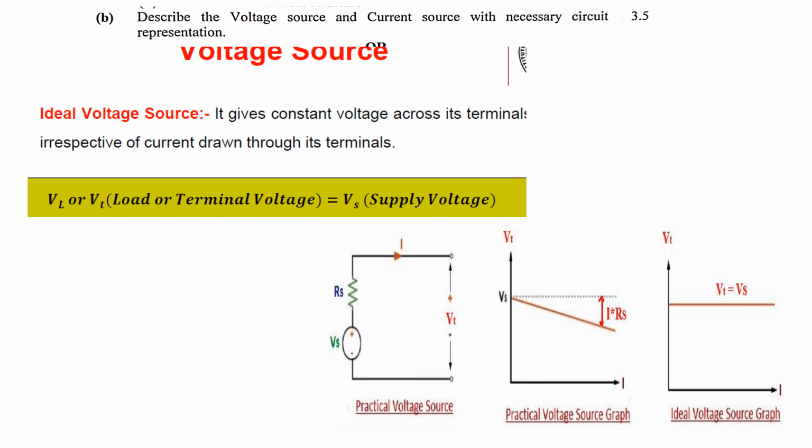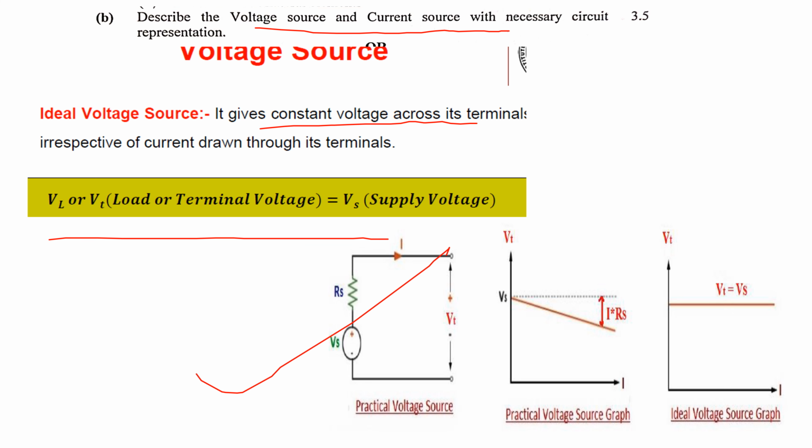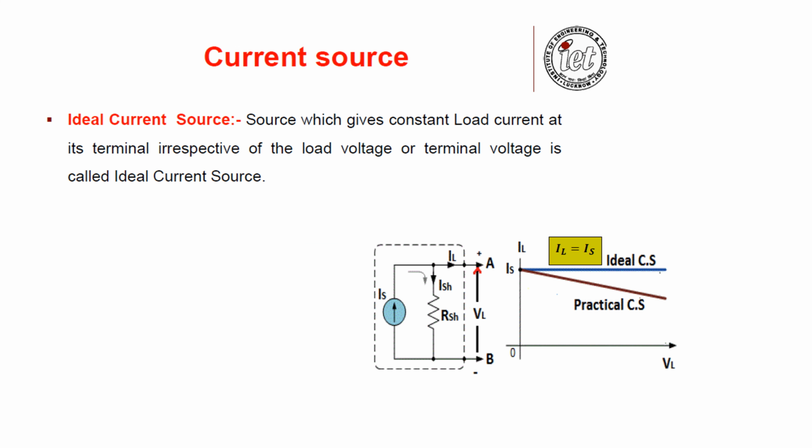Now moving on to the next question: describe the voltage source and the current source. We have to describe them and then draw the necessary representation. An ideal voltage source gives a constant voltage across its terminals; that is the definition. Then write all the notation given and draw the diagrams also. Moving to the current source: an ideal current source supplies constant current at its terminals irrespective of the load voltage. Now you have to draw these diagrams.